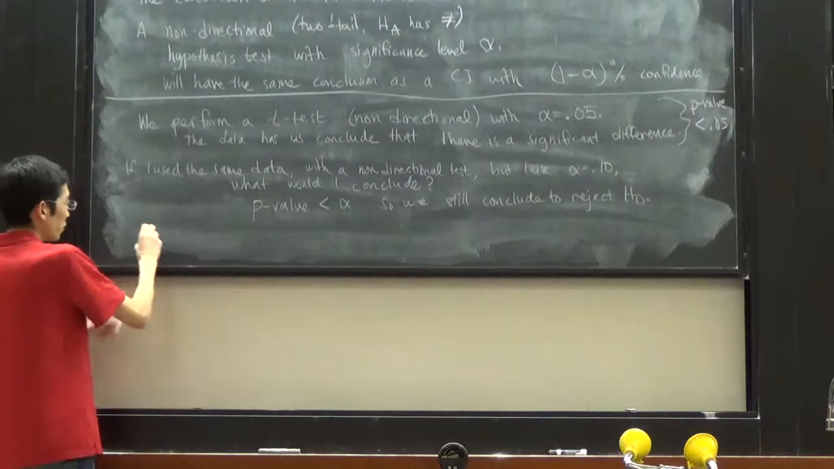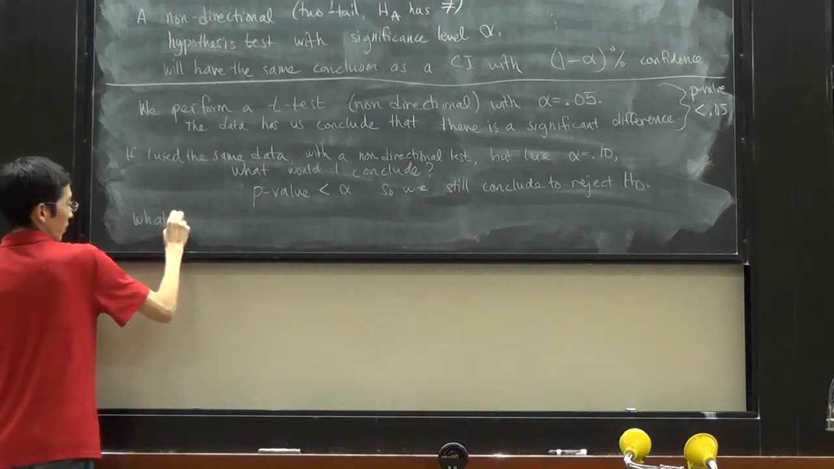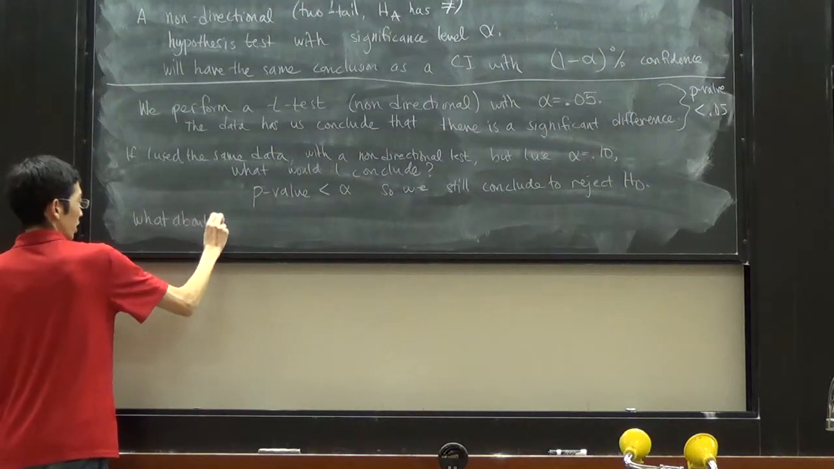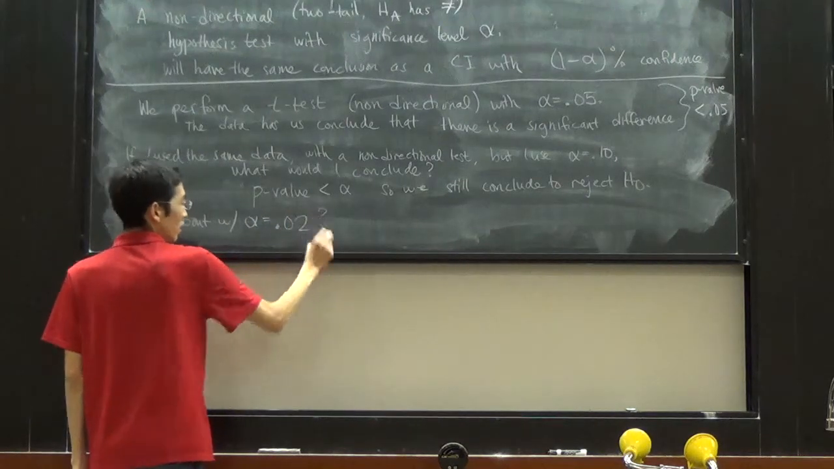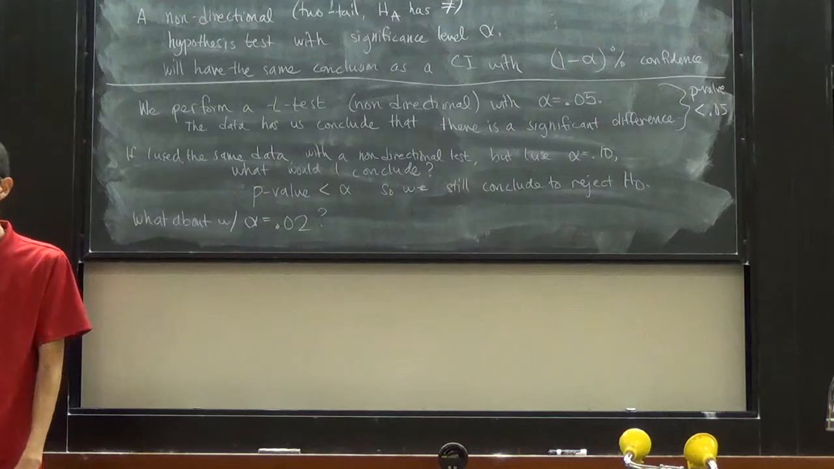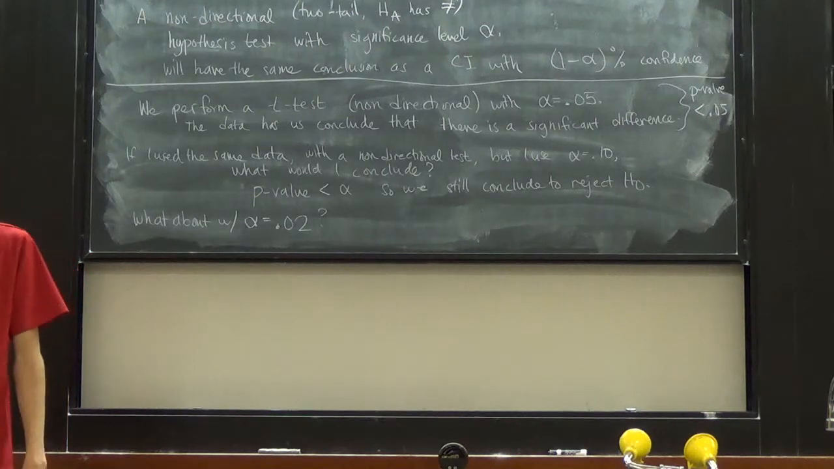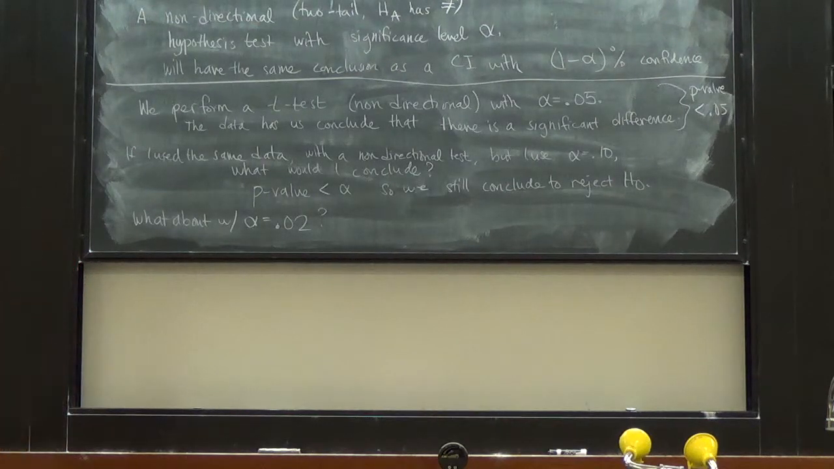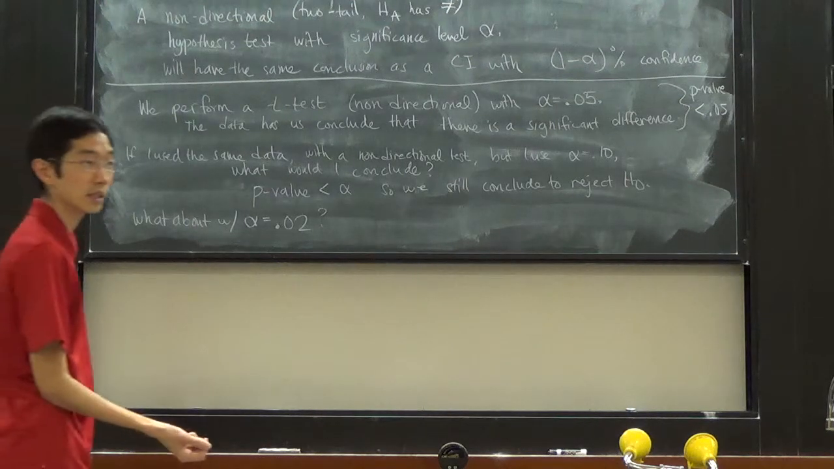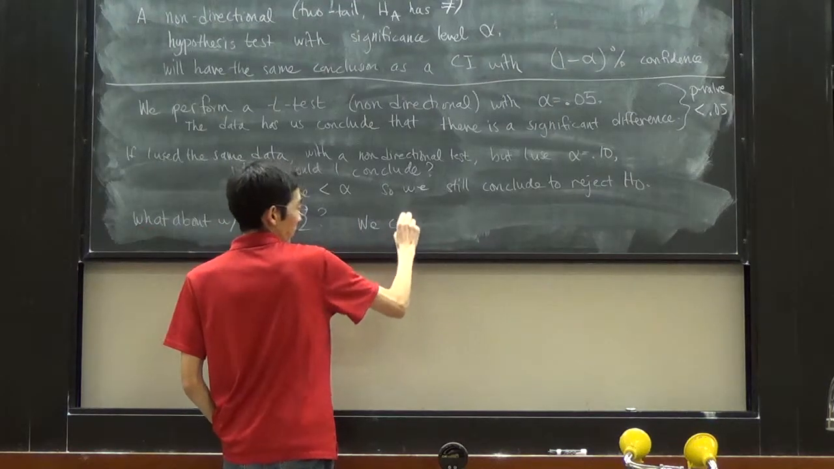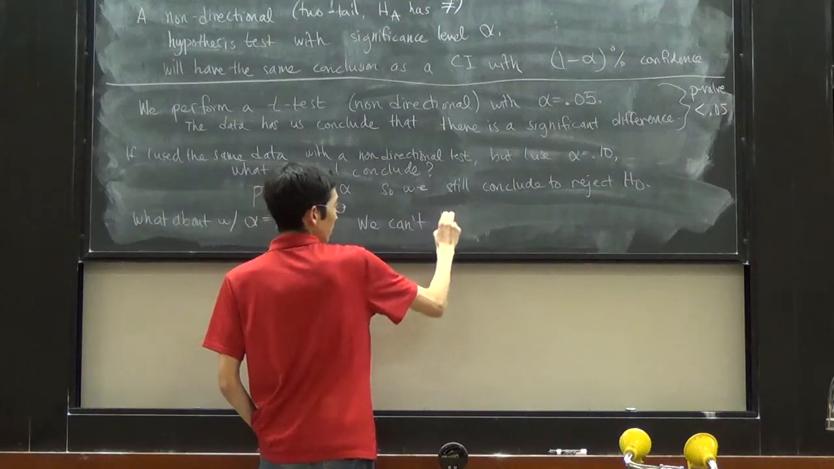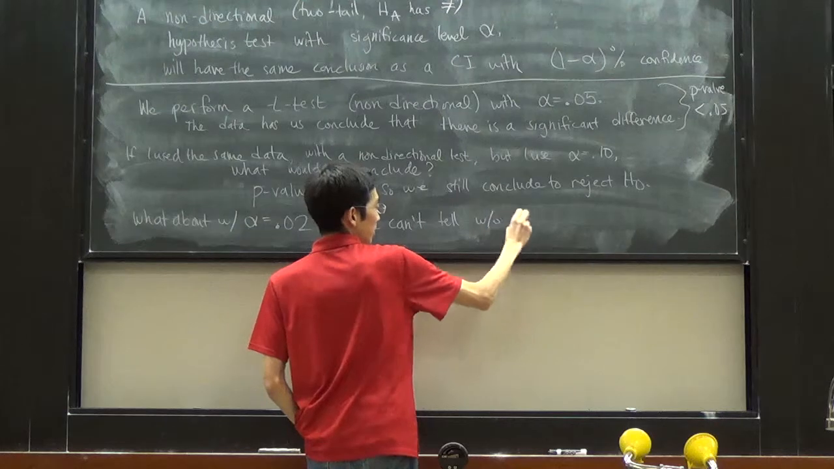Alright, same question, but what about with alpha equal to 2%? Depends on the p-value. Yeah, here we can't tell. Now we cannot tell without knowing the p-value.